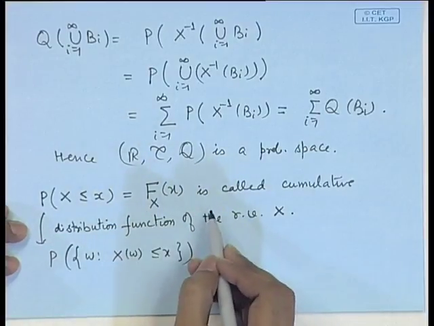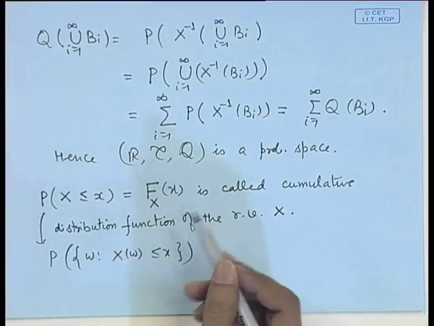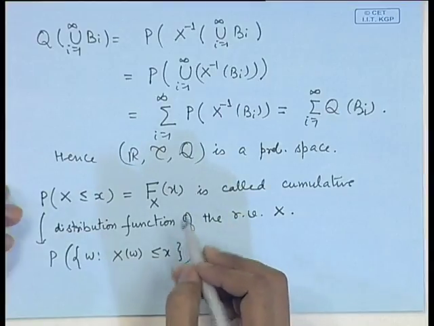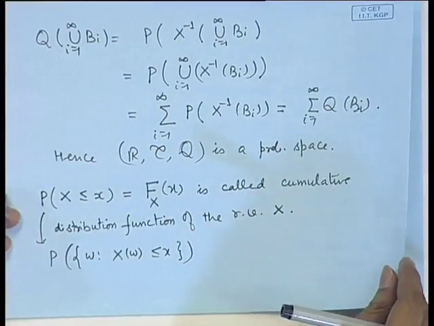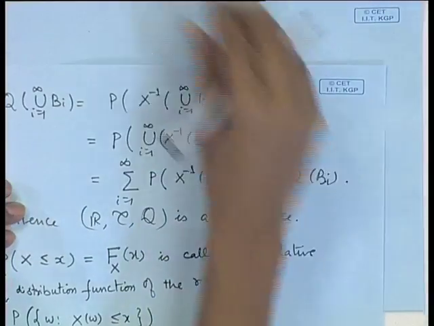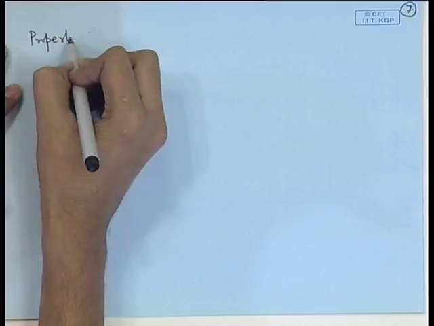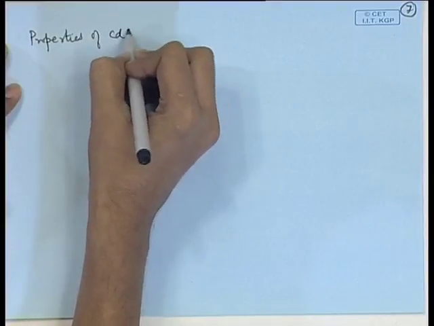This function is quite useful in talking about all types of probability statements of the random variable X. First of all, this cumulative distribution function satisfies certain important properties. Properties of CDF.